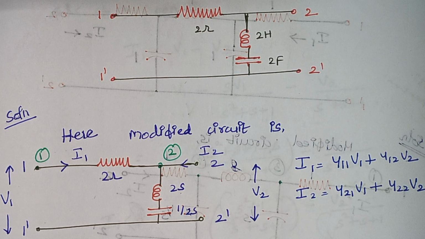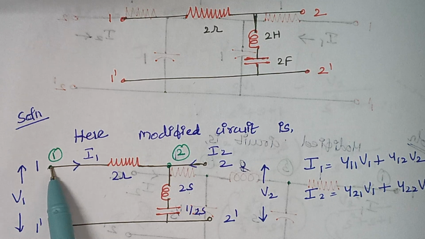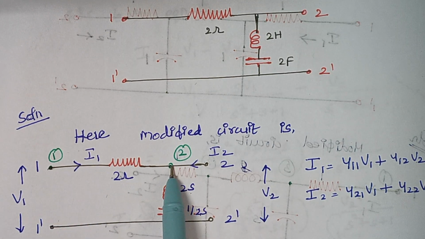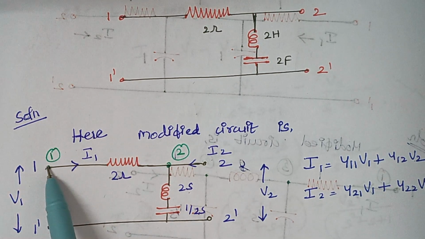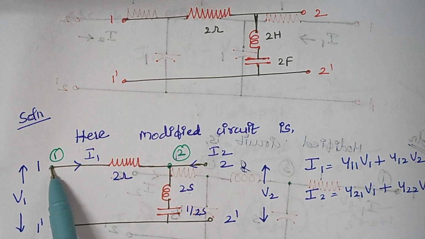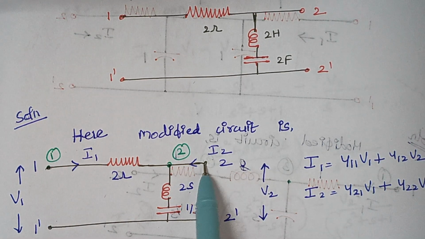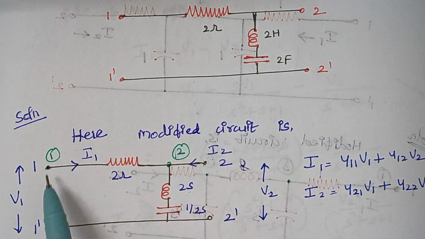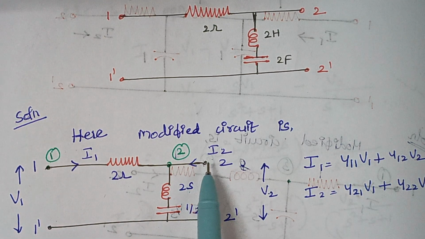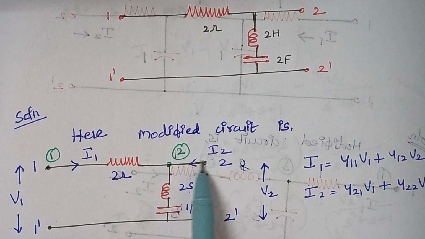After doing this, we are now fixing the nodes. So let this be your node 1 and let this be your node 2. A node is a point where two or more elements are interconnected. But in this case, we have to consider this input port as node 1 and this port as node 2, and these two ports remain at the same potential. So here it is 1 and here it is 2. This is 2 and this is also 2 because they both remain at the same potential.